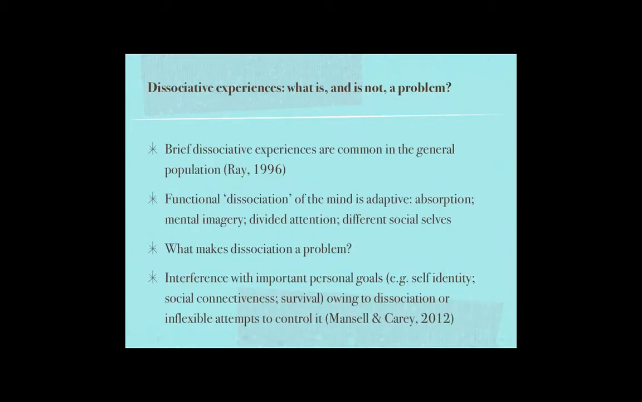Well, there's a strong argument that brief dissociative experiences are very common in the general population, and that there are ways that the mind, the brain, dissociates that are actually adaptive, i.e. ways that it splits and specialises. These have been termed various things in the literature, such as absorption, mental imagery, divided attention, and even in the social psychology literature, the idea that people have different social selves that they use flexibly in different social situations. And so this might suggest to us that it's possible for what is described as dissociation to be functional and adaptive. So therefore, what is it that makes it a problem?